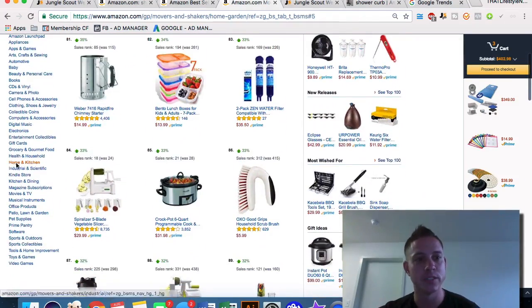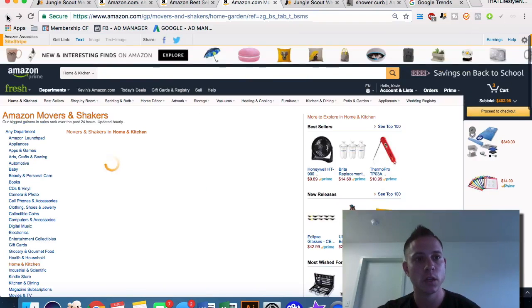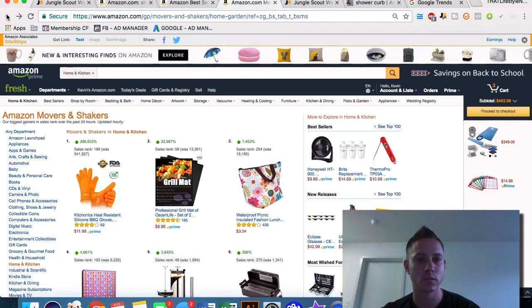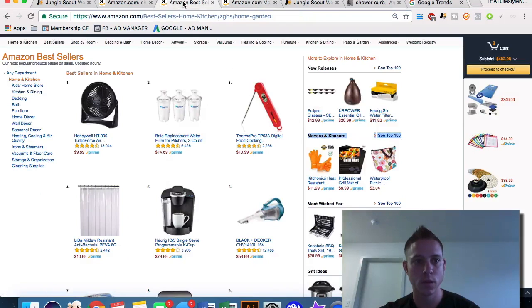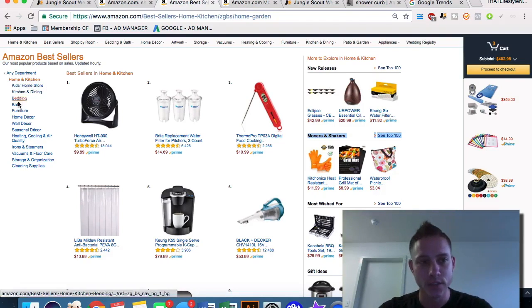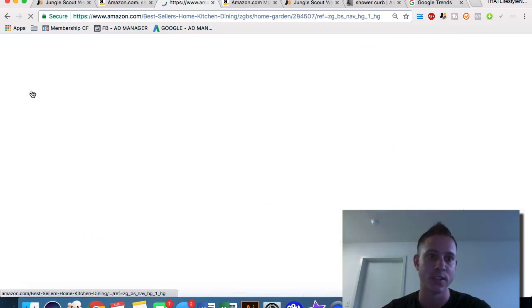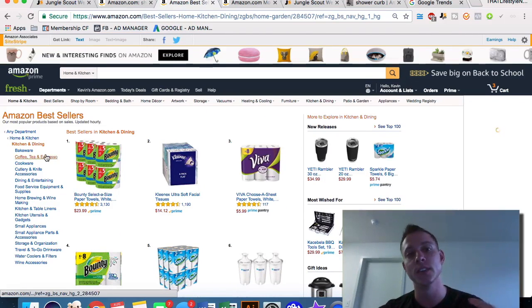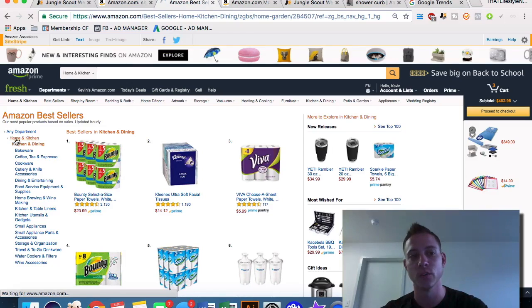So instead of staying just in the home and kitchen category, what I like to do is go a second level into the subcategory. So this is the main category. These are all of the subcategories. Let's do kitchen and dining, for example. And then you can see there's a second tier subcategory. So home and kitchen is the main, kitchen and dining is the subcategory, and these are all the additional subcategories.